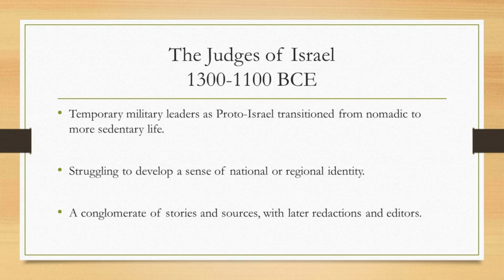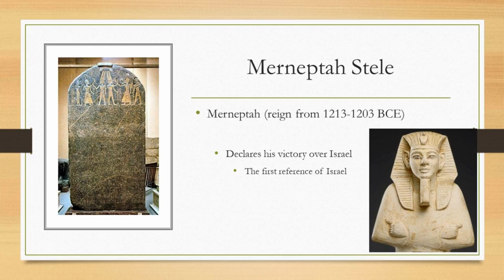Now, during this time as well, or in the midst of this as well, we have some more extra textual evidence. One of them is the Merneptah Stela, also known as the Israel Stela or the Victory Stela of Merneptah.